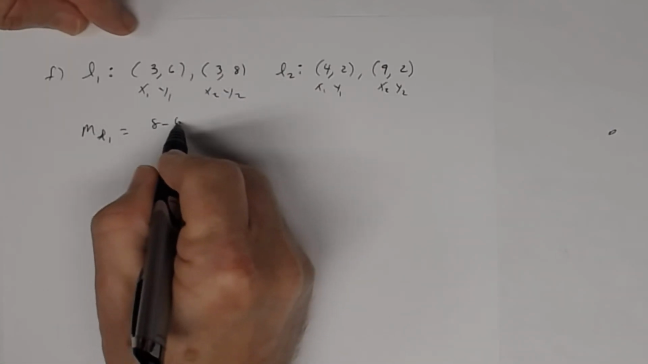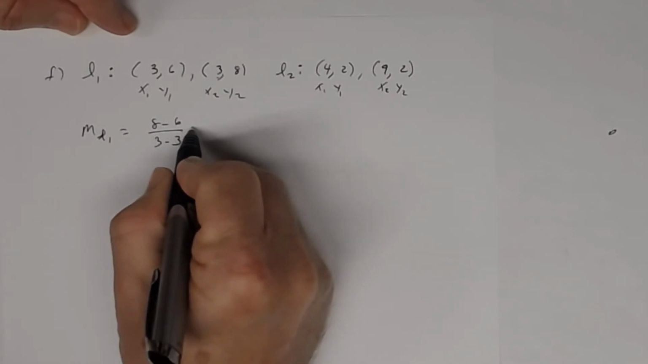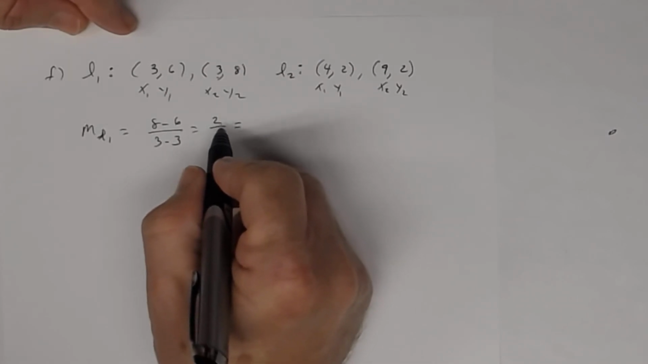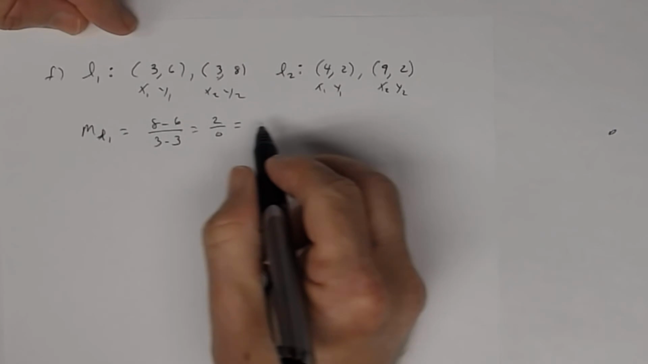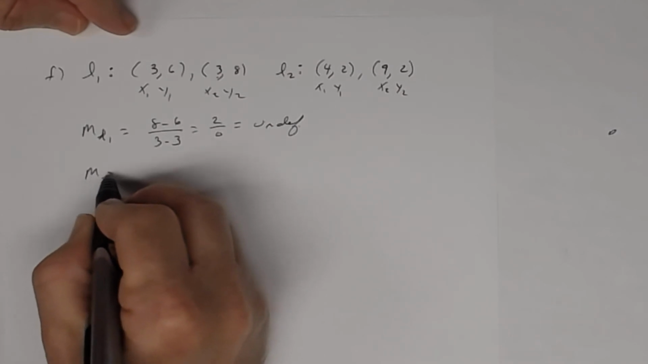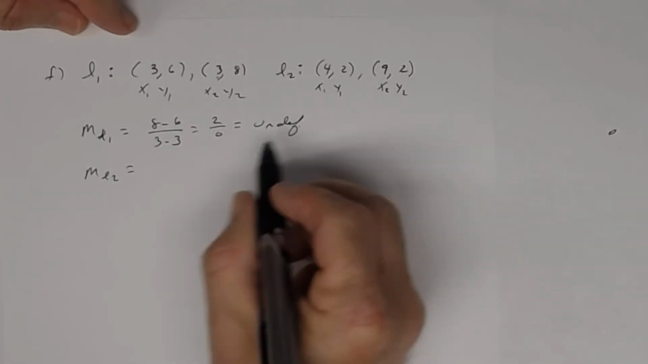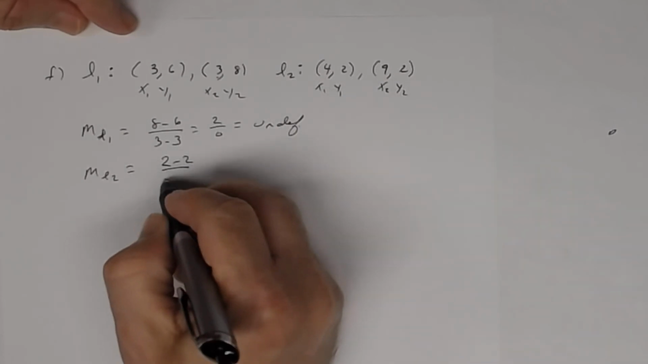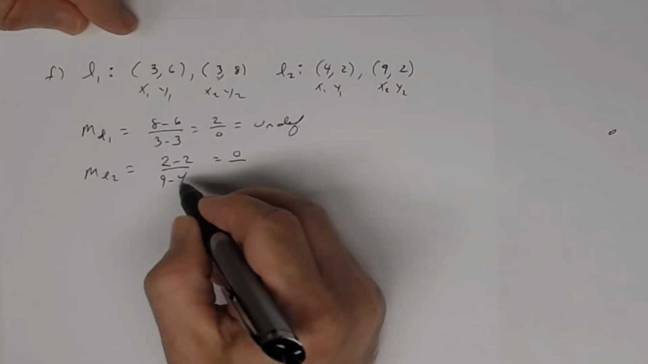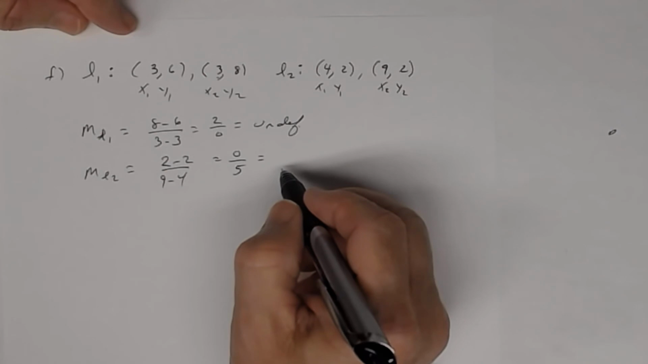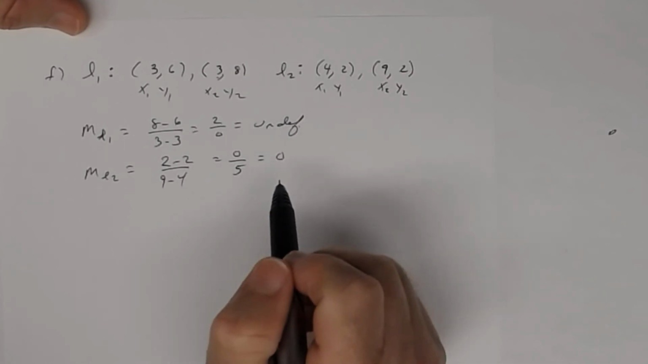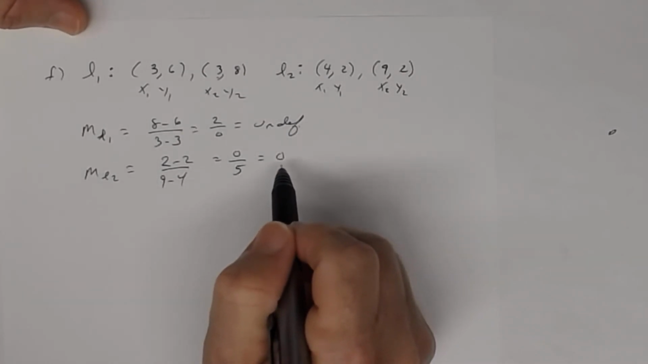8 subtract 6 divided by 3 subtract 3, right? Well, 8 subtract 6 is 2, 3 subtract 3 is 0, and we know that whenever we divide a non-zero number by 0, whenever 0 is in the denominator, we get undefined. All right, so that slope's undefined. The slope of line 2 is 2 subtract 2 divided by 9 subtract 4, right? Well, 2 subtract 2 is 0. 9 subtract 4 is 5. What is 0 divided by 5? 0. All right, so line 1 has a slope that's undefined. Line 2 has a slope that is 0.